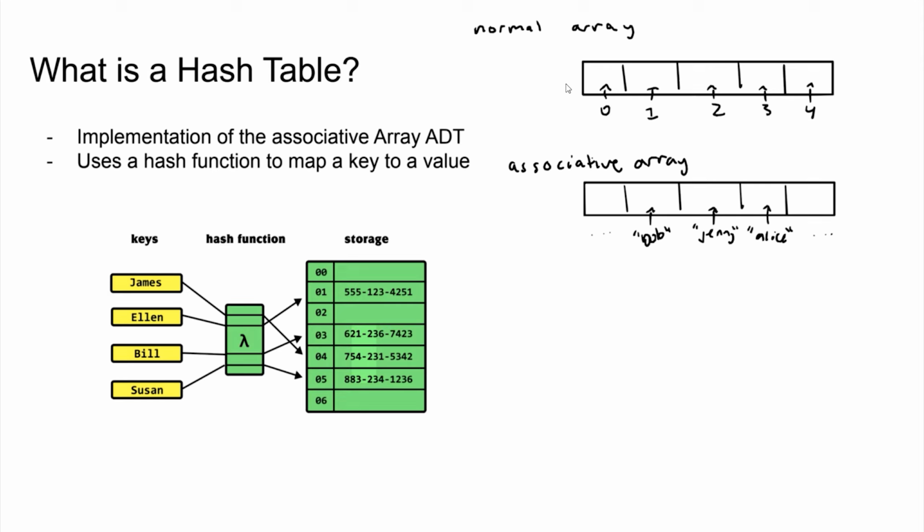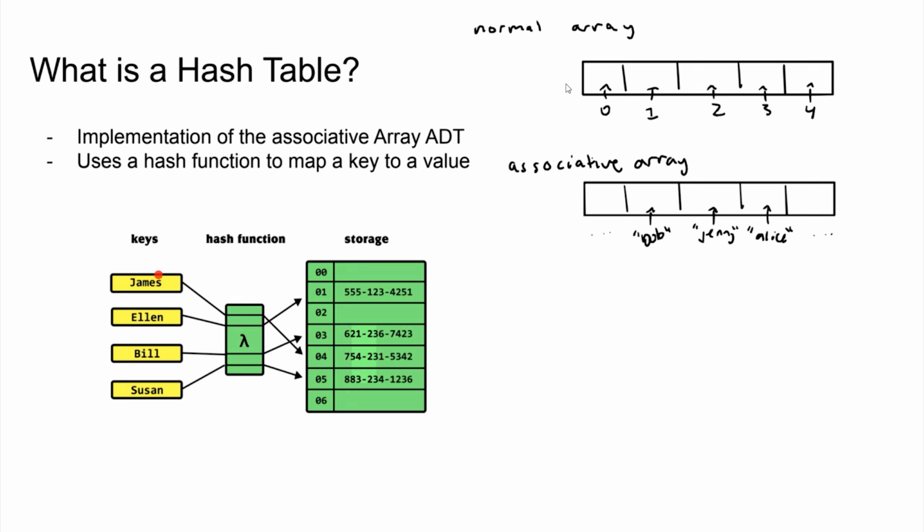To begin with, we need to understand what a hash table is. A hash table is a concrete implementation of an abstract data type known as an associative array. It uses a hash function to map a key to a given value. In a normal array, we can use integers to store and retrieve values. In an associative array, we can use an alternative type of key, such as a string, to do the same thing. Here is an example of what a hash table looks like.